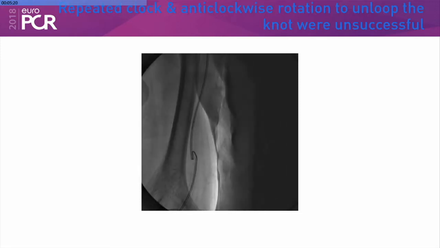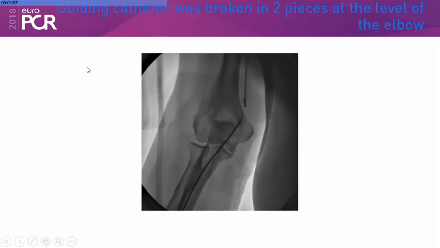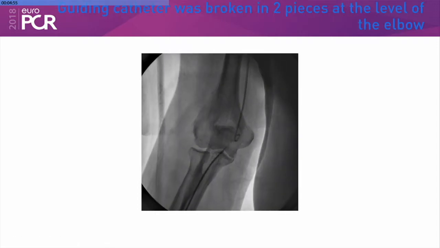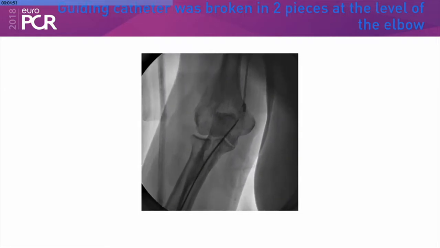Repeated clockwise and anti-clockwise rotation was done to unloop the knot, but that was unsuccessful. Standard wire 3-5 was advanced to unravel the catheter knot, but failed. The guiding catheter was broken into 2 pieces at the level of the elbow due to this repeated clockwise and anti-clockwise rotation. It was divided into 2 parts.